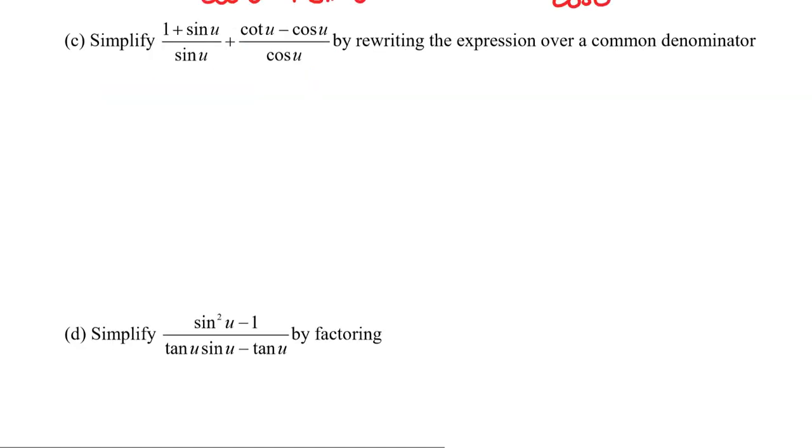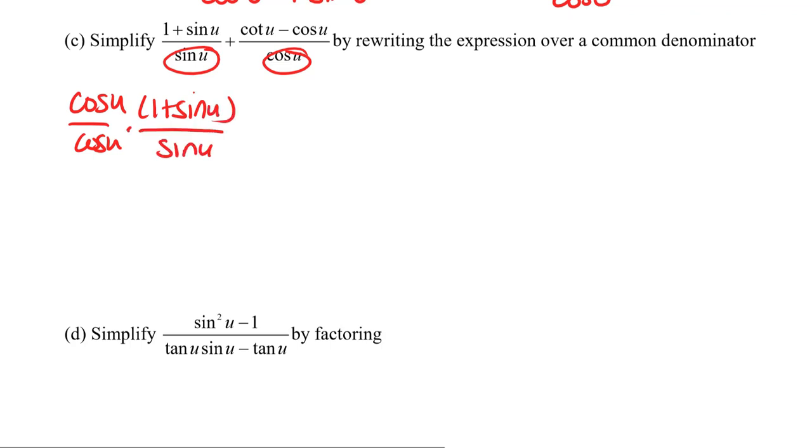Part C, simplify 1 plus sine u over sine u plus cotangent u minus cosine u over cosine u by rewriting the expression over a common denominator. Well, when we look at the two denominators, they don't share a common factor. So my common denominator is going to be sine u cosine u. So I'm going to multiply the left term by cosine u over cosine u, and I'm going to take the right expression and I'm going to multiply it by sine u over sine u.